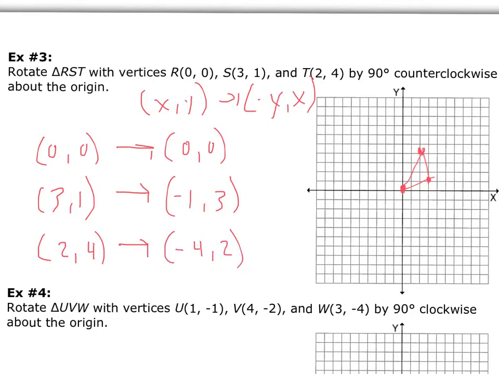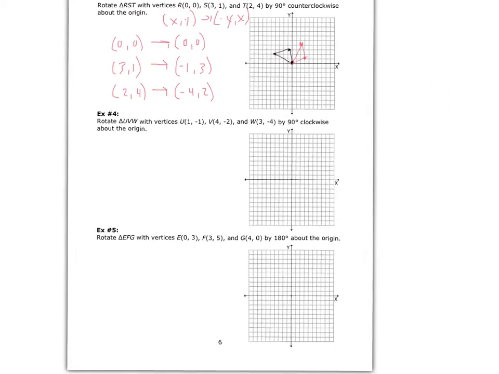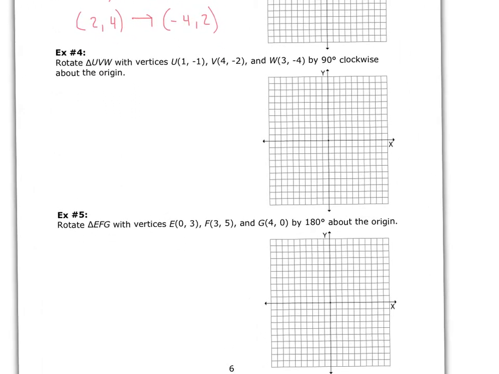Okay, so let's go ahead and graph our new coordinates in black here. So we have 0, 0. We have -1, 3. And we have -4, 2. Okay, so if we draw on our new triangle, that would depict a rotation of 90 degrees of our original red triangle. All right, let's try a few more here.